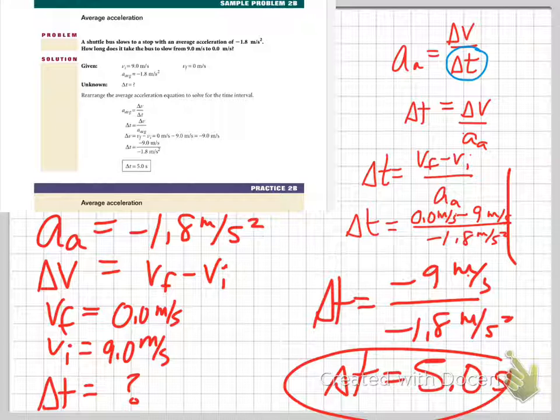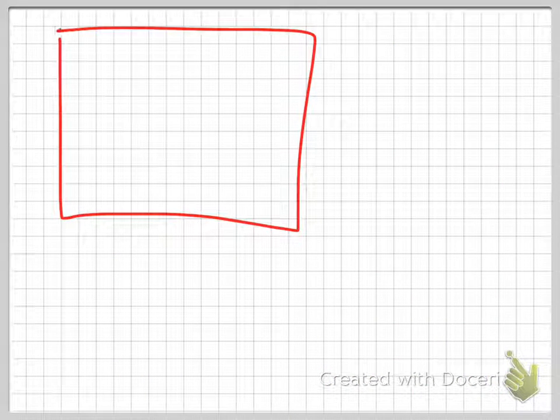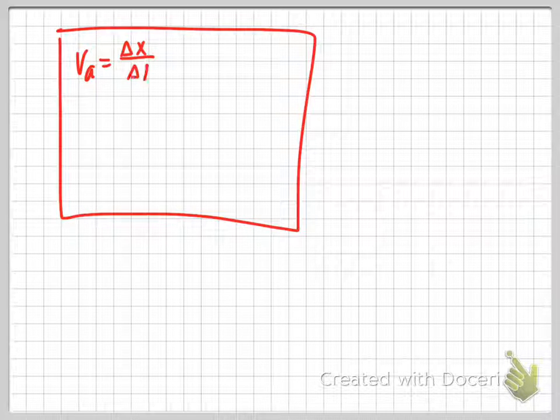Make sense? Seem logical? By the way, if you're updating your little note card and you've already got V average equals delta x over delta t, now might be a good time to put in the fact that acceleration average equals delta v over delta t. I would put that on there.